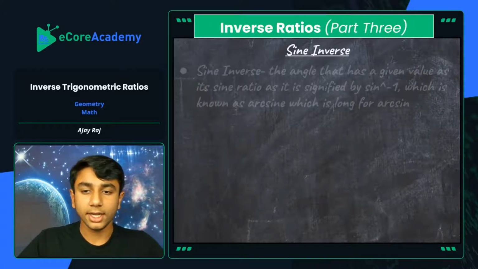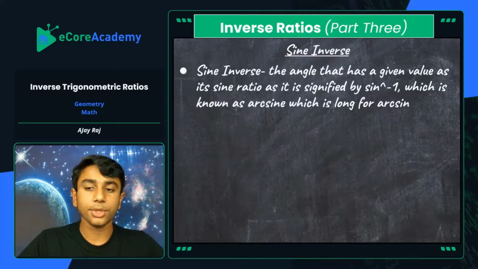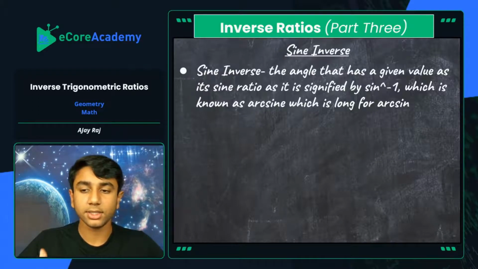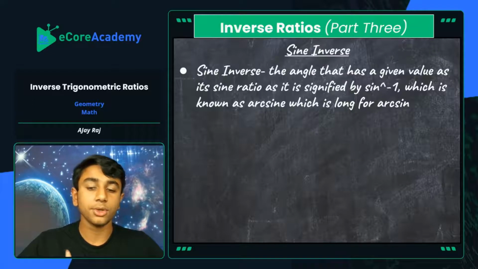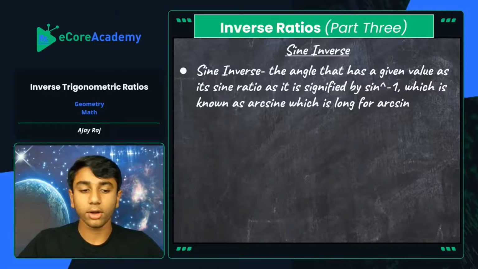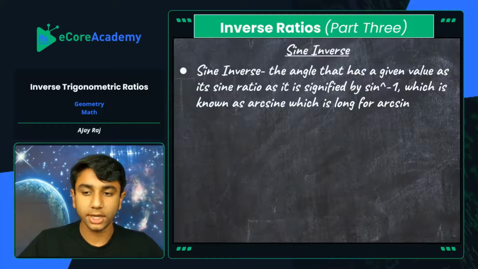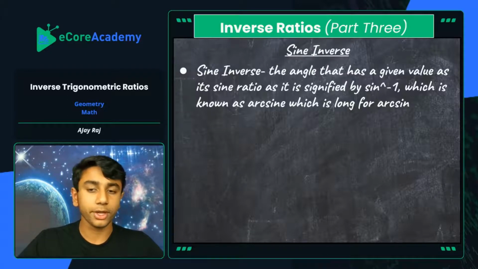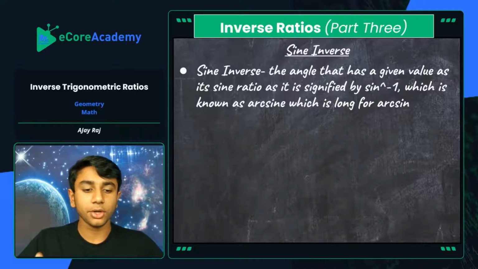Let's look at the sine inverse. So the sine inverse is the angle that has a given value as its sine ratio, as it is signified by sine to the negative first power, which is known as arcsine. Basically, it's an abbreviation, just taking off that one E at the end. So if we recall our sine trigonometric function, your sine function is merely your opposite over your hypotenuse.